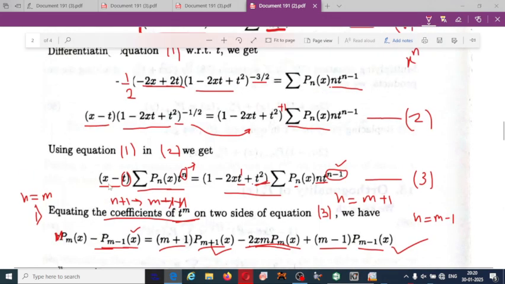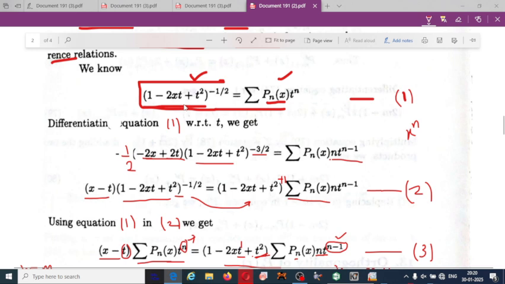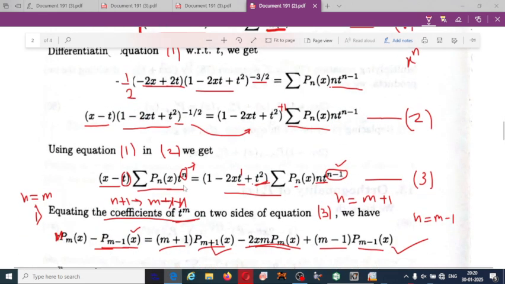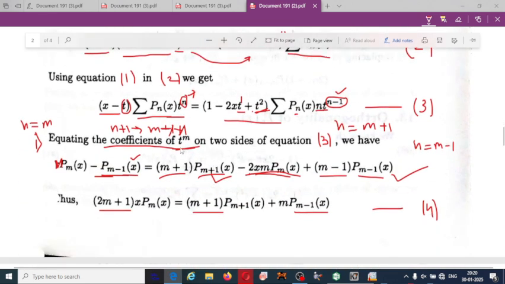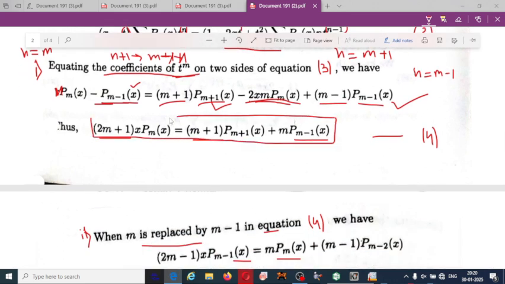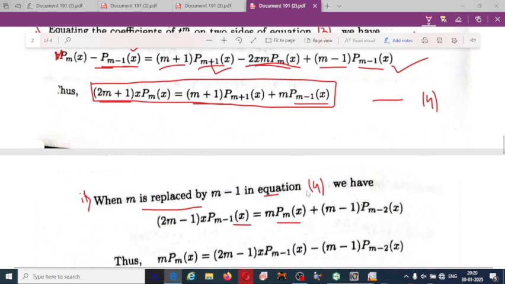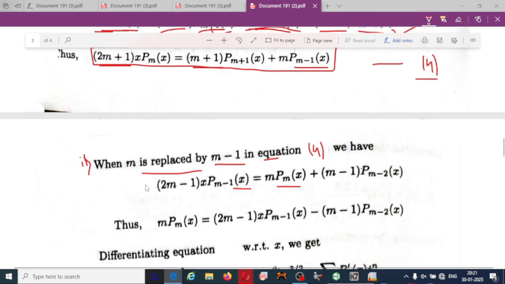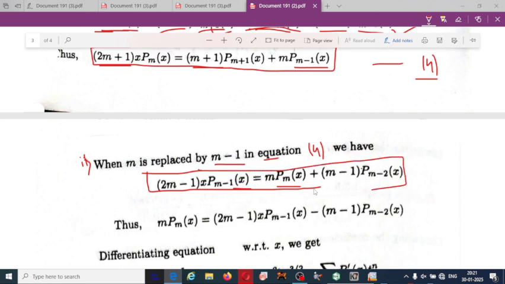For the first recurrence relation, you have to differentiate the generating function with respect to t. Then you should equate the coefficient of t to the power m, and you will get the first recurrence relation. The second recurrence relation you can obtain by putting m equal to m minus 1 in equation 4. So this is the second recurrence relation. You can note down all the recurrence relations.